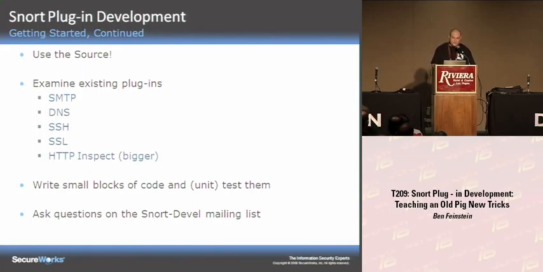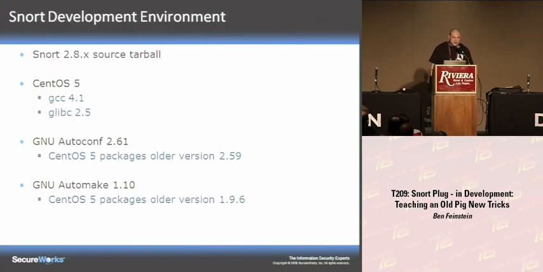So my Snort development environment basically is the Snort 2.8.x source tarball, whatever the latest stable release is. Running a CentOS 5 box with GCC 4.1 and glibc 2.5. Now CentOS or Red Hat Enterprise 5 packages slightly older versions of AutoConf and AutoMake.